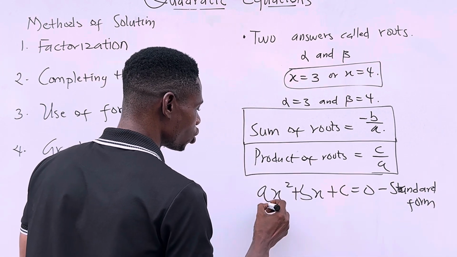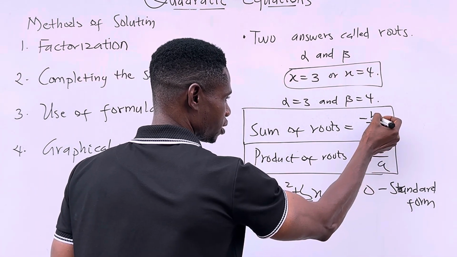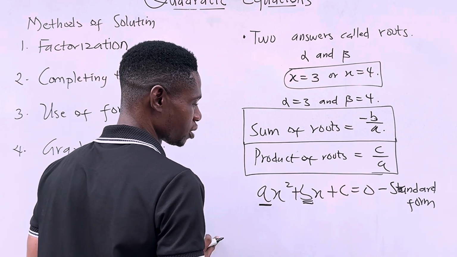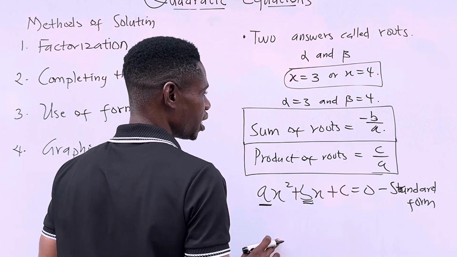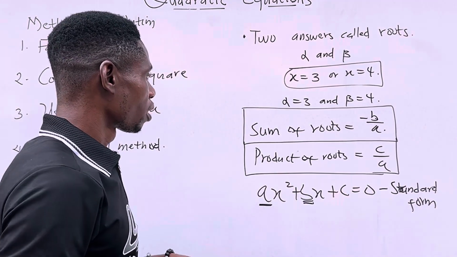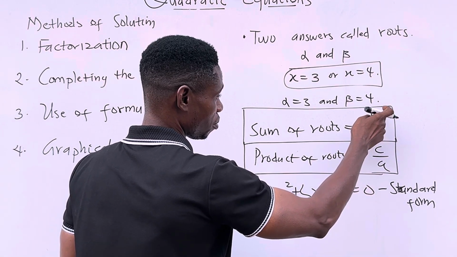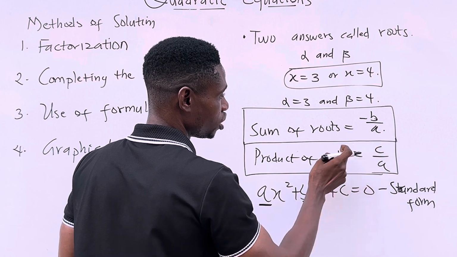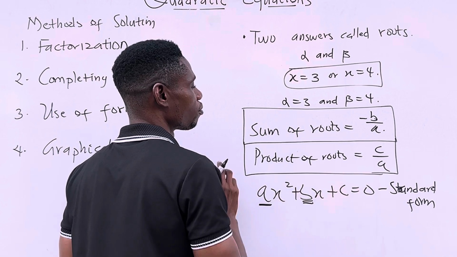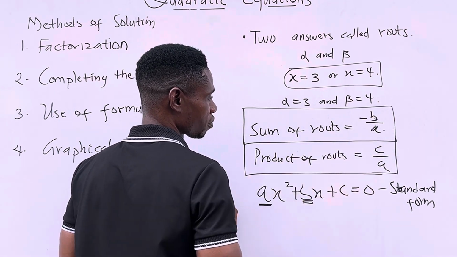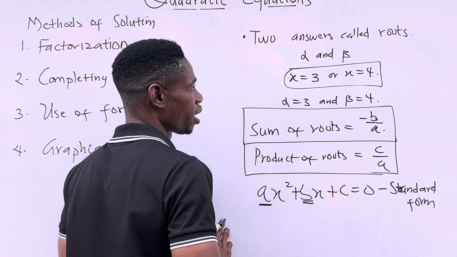Right? Now, a is the coefficient of x squared, that's the leading coefficient. b, as you can see here, is the linear coefficient, which is the coefficient of x. And c is the constant term. Now, for any quadratic equation you solve, when you divide negative b by a, it gives you the sum of the roots of the equation. And when you divide c by a, you get the product of the roots of that particular equation.